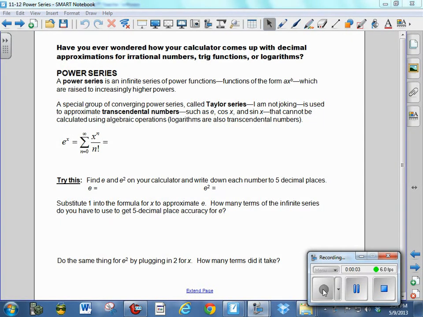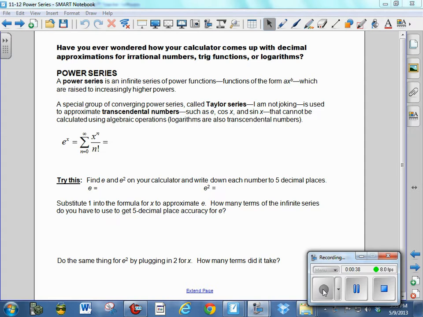Have you ever wondered how your calculator comes up with decimal approximations for irrational numbers, trig functions, or logarithms? Do you think there's some little magical creature inside the box of your calculator measuring little right triangles with little bitty rulers, getting the ratio of the opposite side over the hypotenuse of a triangle to find sine? Not really, no. I'm sure you didn't think that. But maybe it never occurred to you how a number that is geometric in nature could be approximated on your calculator. Where are those magic decimal places coming from?